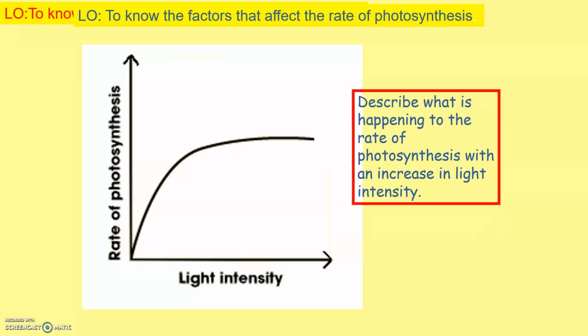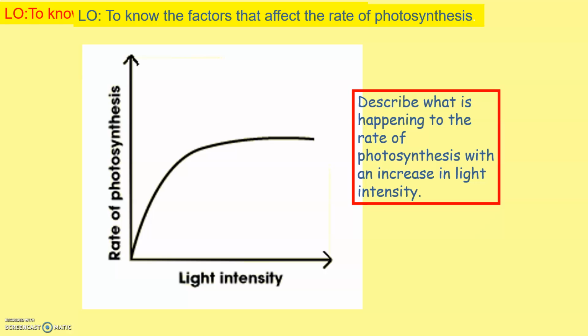So hopefully what we managed to write down is, as the light intensity increases, the rate of photosynthesis also increases. So that's shown by the steep line, very steep gradient at the start of the graph. However, this line levels off, so the rate of photosynthesis does not keep increasing, even though the light intensity does.